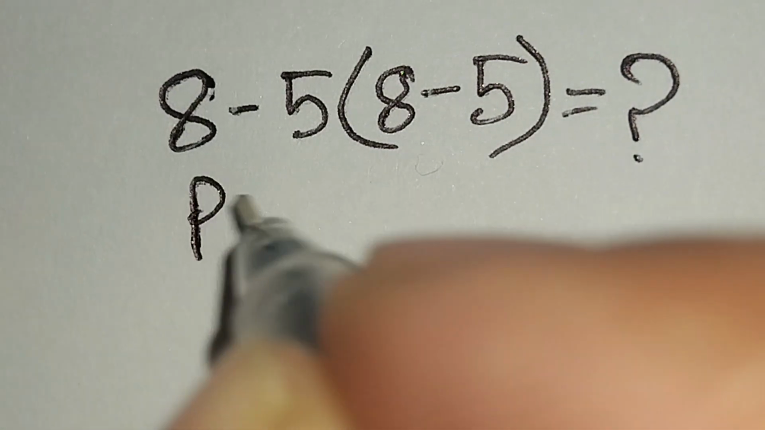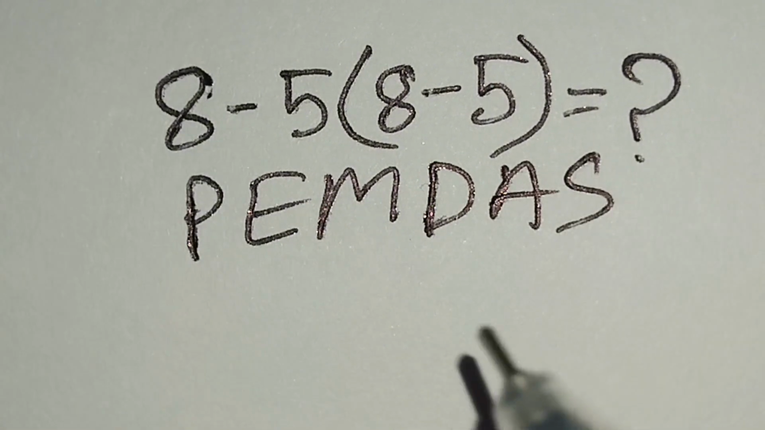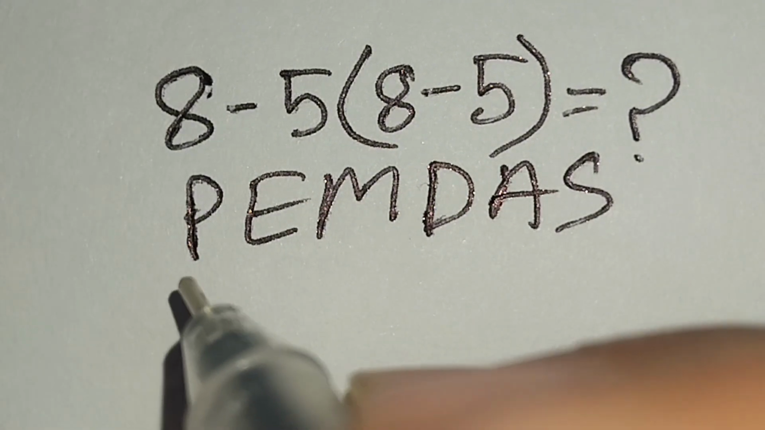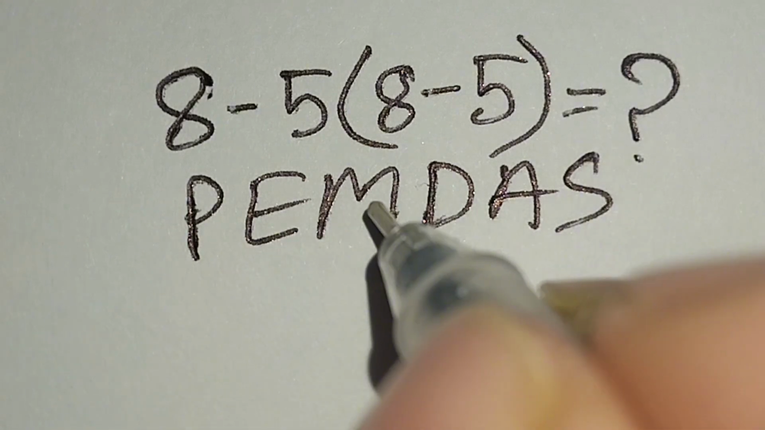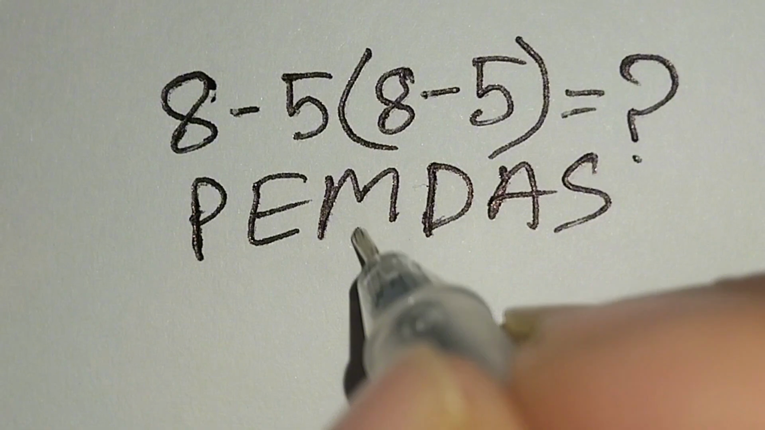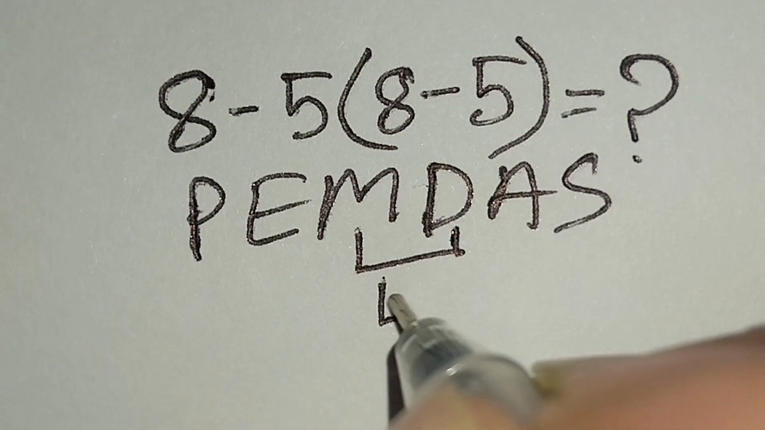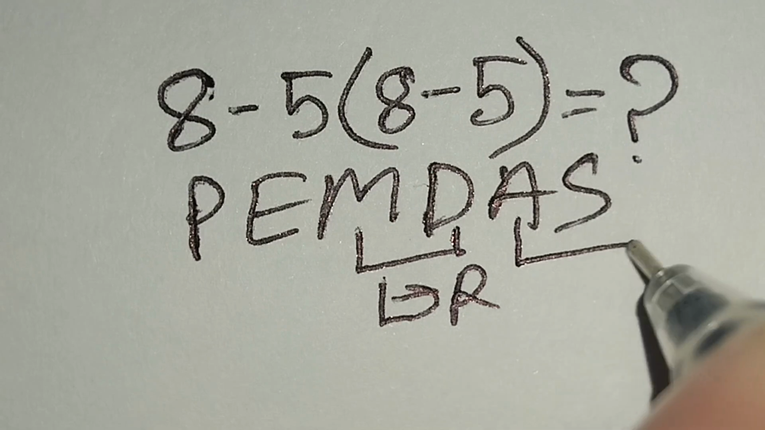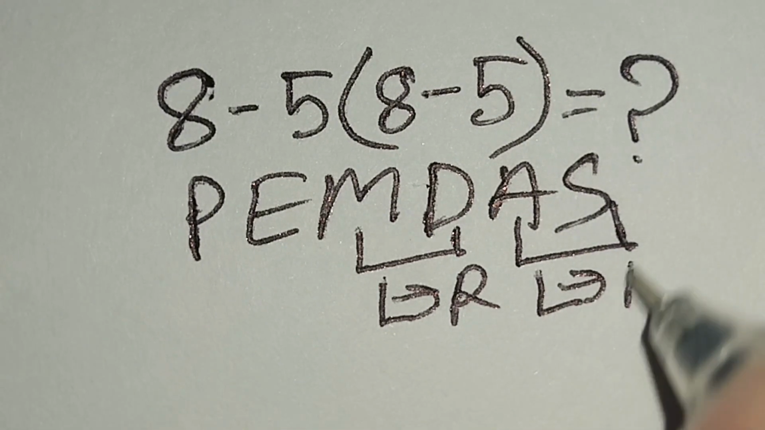PEMDAS. According to the PEMDAS rule, at first we have to work with parentheses, then exponent, then multiplication or division, then addition or subtraction. Remember, multiplication and division have the same priority. For this we have to work left to right, and addition and subtraction have the same priority. For this we have to work left to right also.